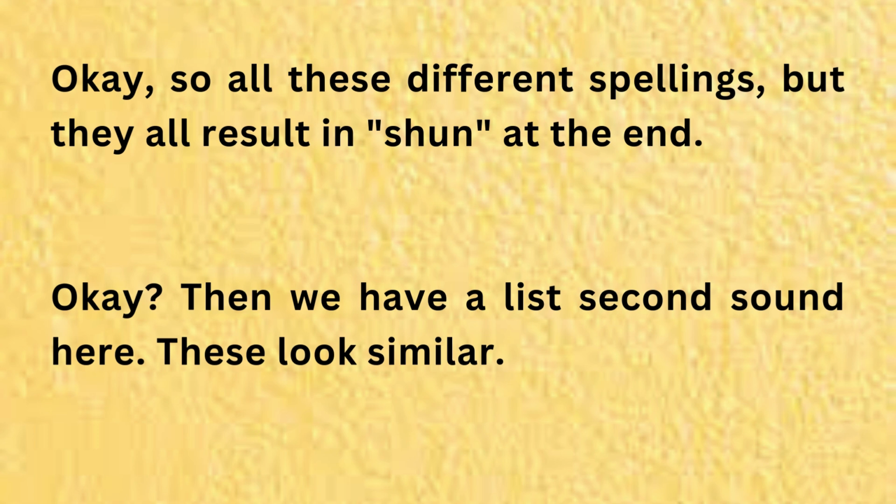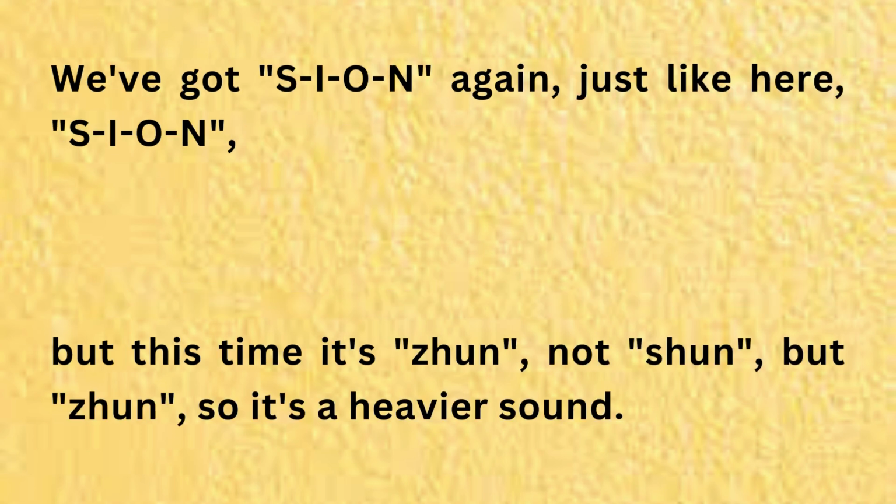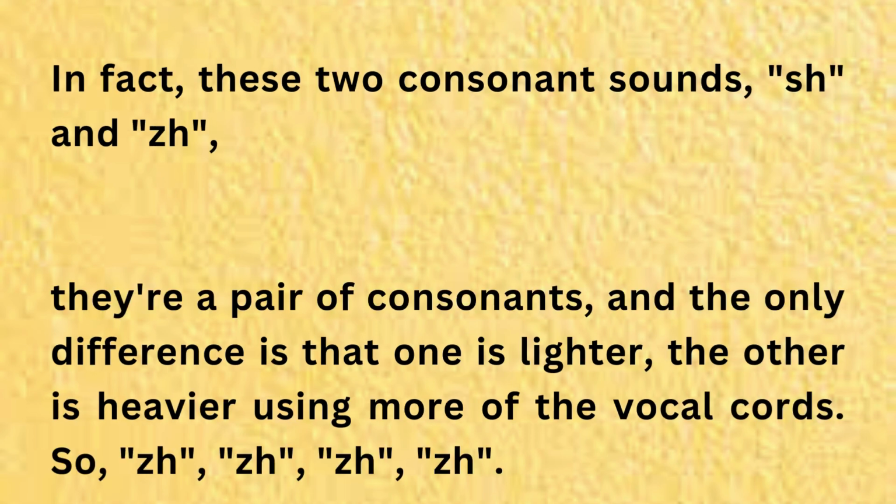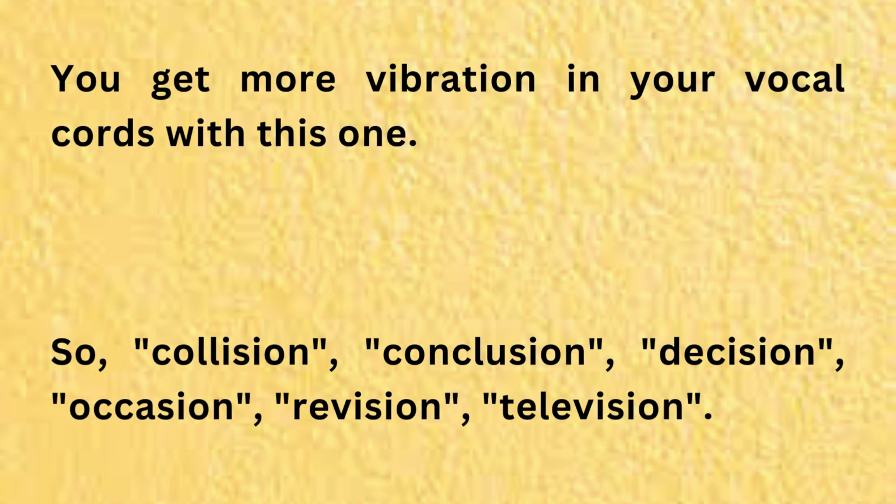Okay? Then we have a second sound here. These look similar. We've got S-I-O-N again, just like here, S-I-O-N, but this time it's zhun, not shun, but zhun, so it's a heavier sound. In fact, these two consonant sounds, sh and zh, they're a pair of consonants, and the only difference is that one is lighter, the other is heavier using more of the vocal cords. So, zh, zh, zh, you get more vibration in your vocal cords with this one.